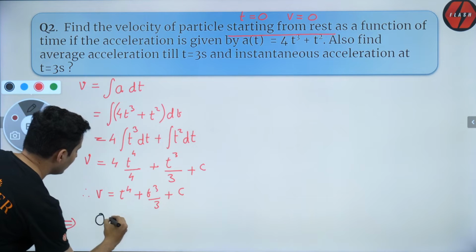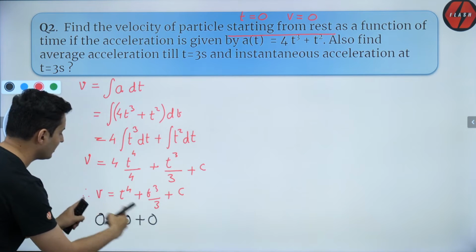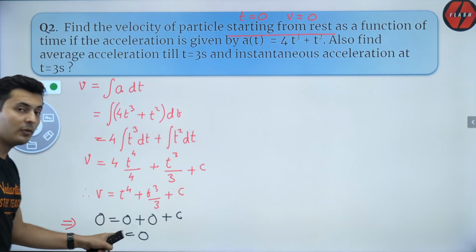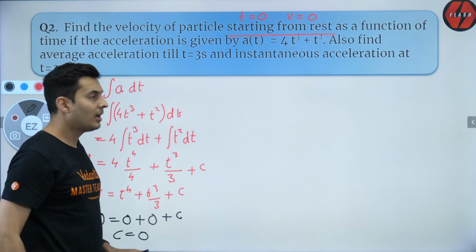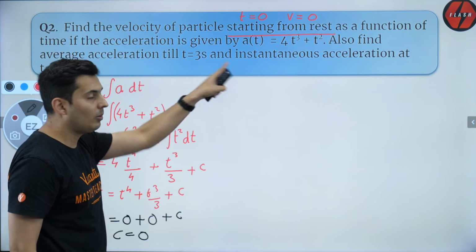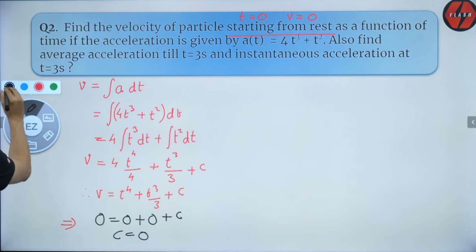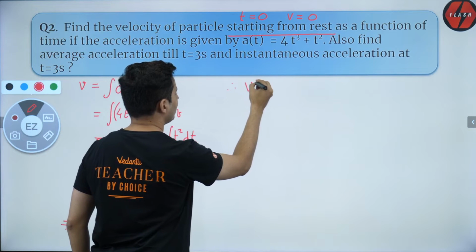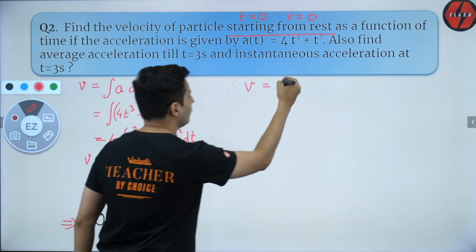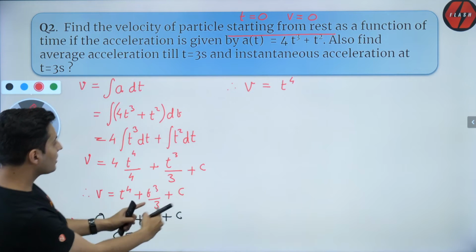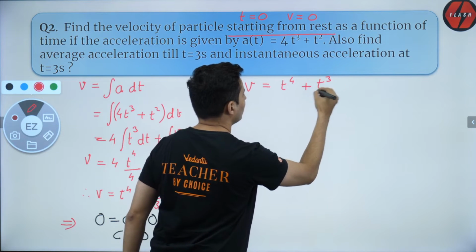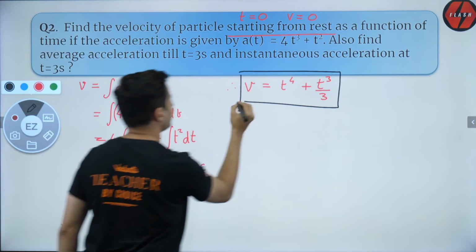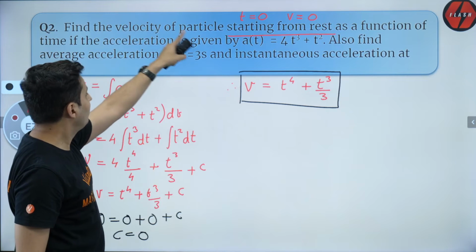Velocity is 0 when time was 0. Just substitute time as 0, v as 0. You will get constant of integration as 0. That's how you find constant of integration, using some other information which should be given in the problem, else you cannot find it. Remember that. Okay, great. Now I have found out the constant of integration. So therefore my velocity will be t raised to 4 plus t cube by 3. So that is my function which was needed for the first part of the question. Great. So that first part is done.